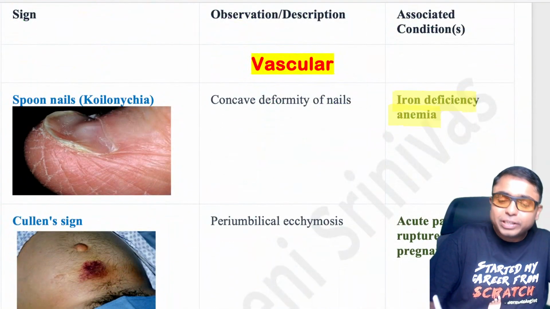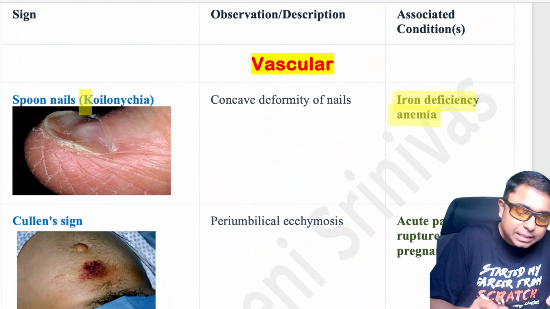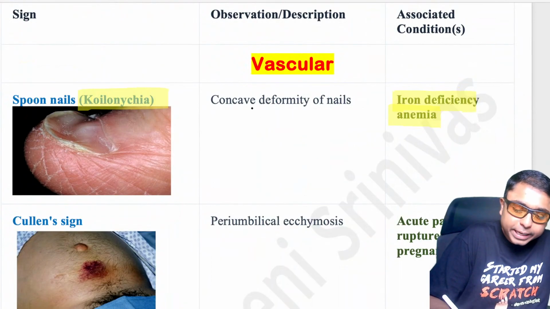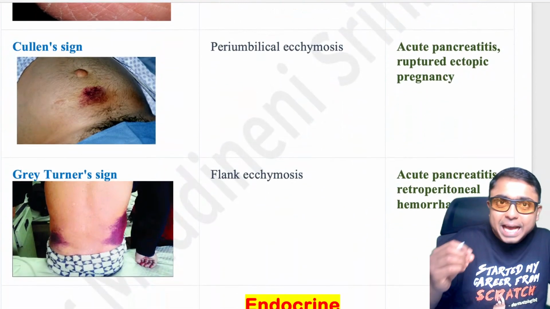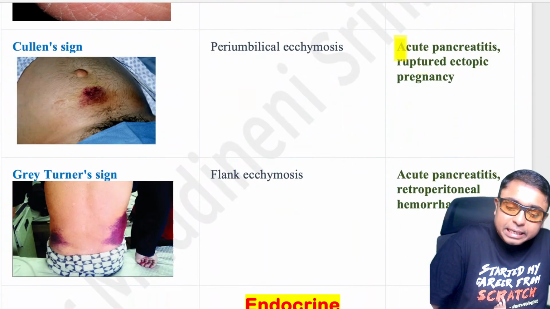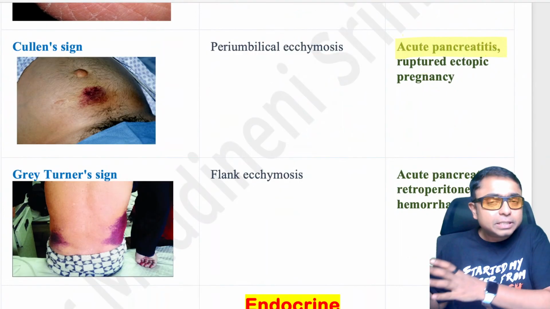In iron deficiency anemia, we can see the spooning of the nails, which is called koilonychia. Koilonychia, so concave deformity of the nail plate. In acute pancreatitis, we can see the ecchymosis present peri-umbilically, or it can be present over the flanks.